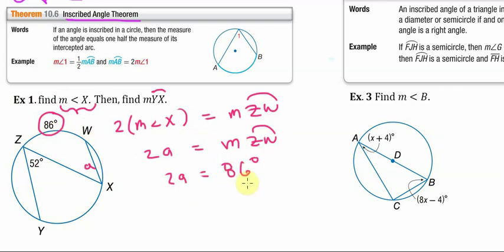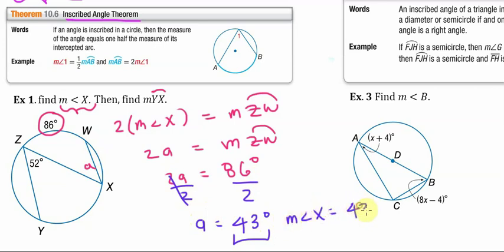And here I can just use simple arithmetic. So if I'm multiplying by 2 on the left, I would have to divide by 2 to get A by itself. So dividing by 2 on the left just gets me A, and 86 over 2 is just 43 degrees. Now, A is my replacer for the measurement of angle X, so I would want to rewrite this as the measurement of angle X equals 43 degrees.